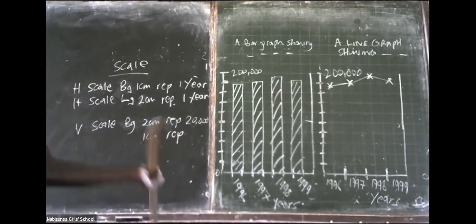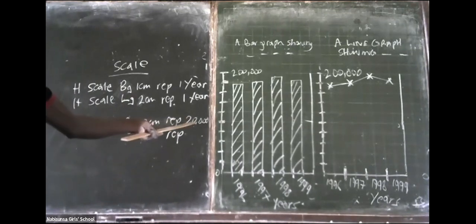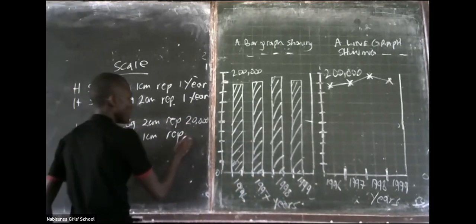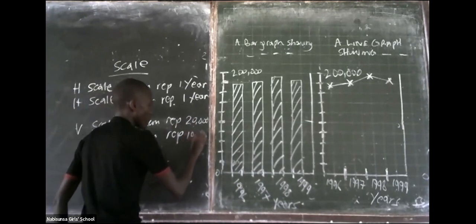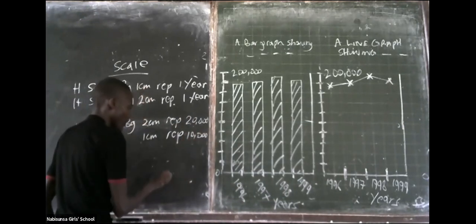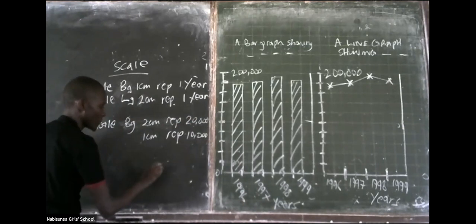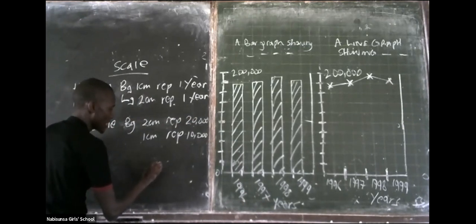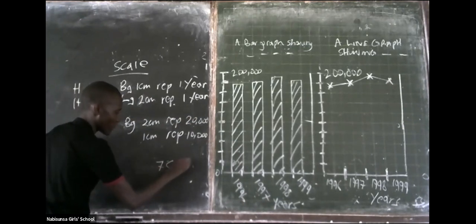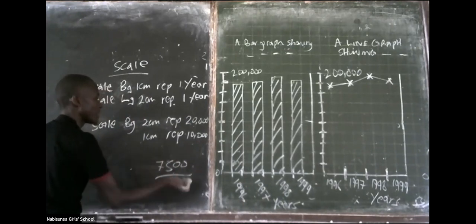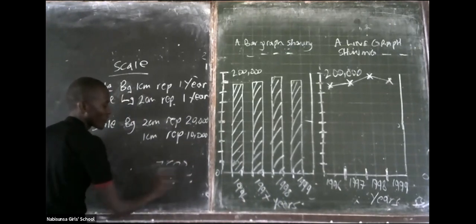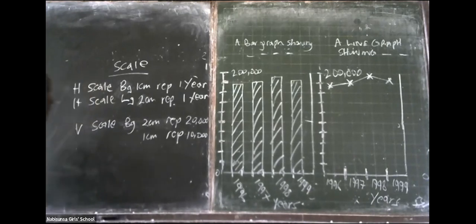If 2 centimeters are representing 20,000, now 1 centimeter is going to represent what? 10,000. Yeah, you can just divide. You divide by 2 and say 10,000. If I told you your 2 centimeters were representing, say, 1,000, you divide it by 2, you get the value of 1 centimeter. It's okay. Am I clear?